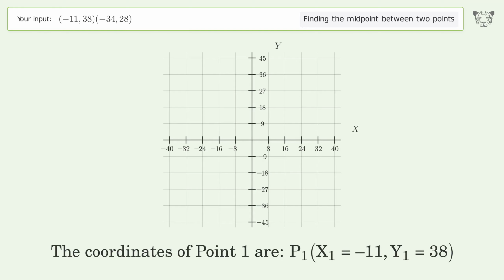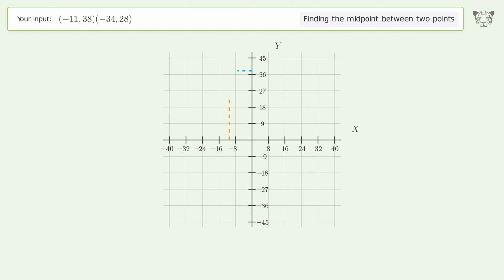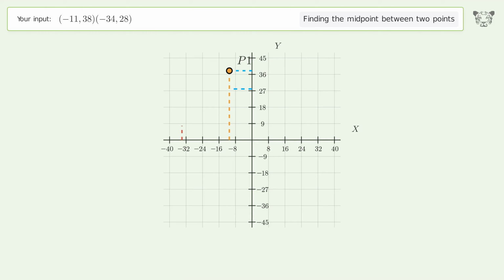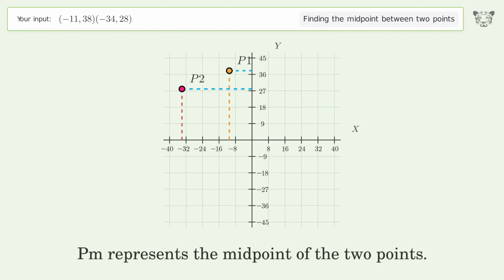The coordinates of point 1 are, x1 equals negative 11, y1 equals 38. The coordinates of point 2 are, x2 equals negative 34, y2 equals 28. PM represents the midpoint of the 2 points.